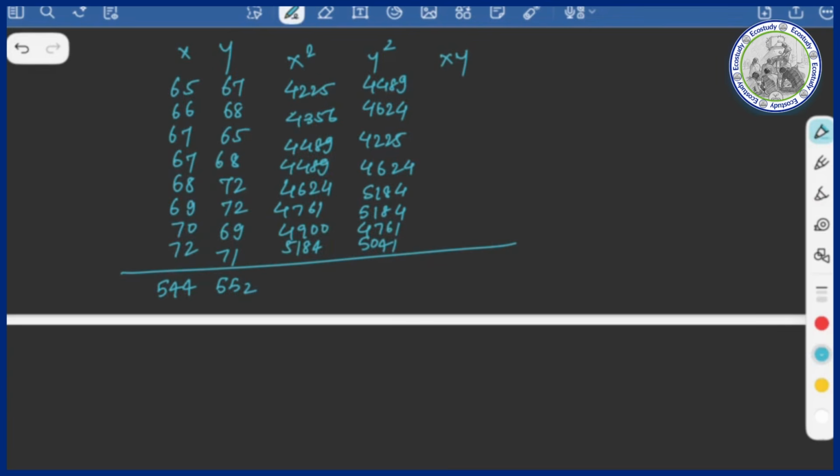And what about xy? Multiply x and y, like 65 into 67, we get 4355, 4488, 4355, 4556, 4896, 4968, 4830, 5112. Now we just add it here.